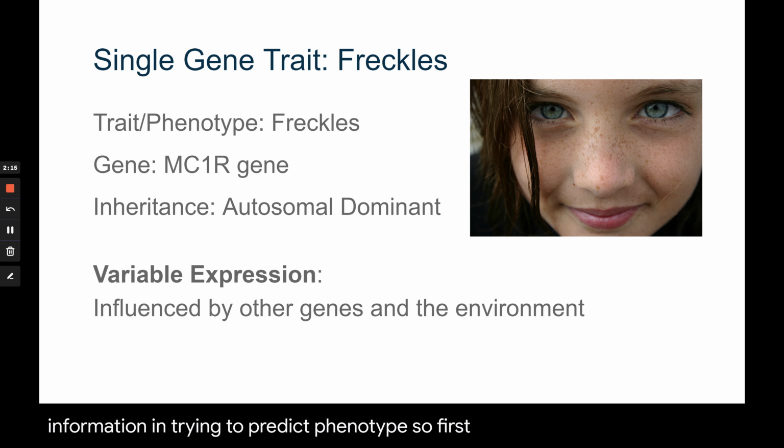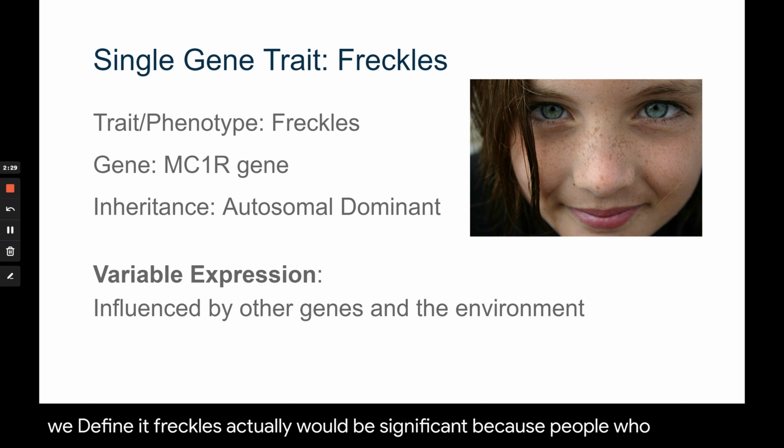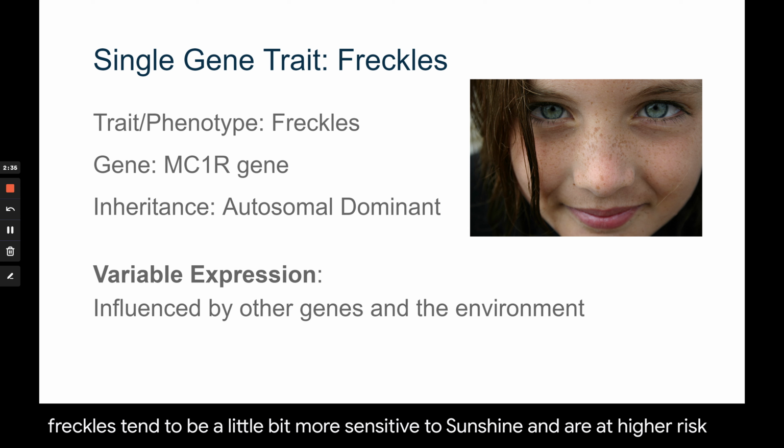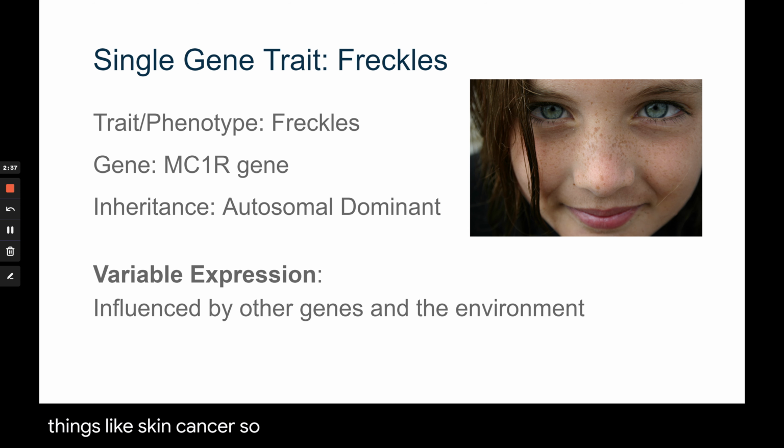So first example, freckles. All of these examples could be traits, they could be diseases. It just depends on how we define it. Freckles actually would be significant because people who get freckles tend to be a little bit more sensitive to sunshine and are at higher risk for things like skin cancer. So freckles, that's the phenotype we're looking at. That's the trait. The gene is MC1R.